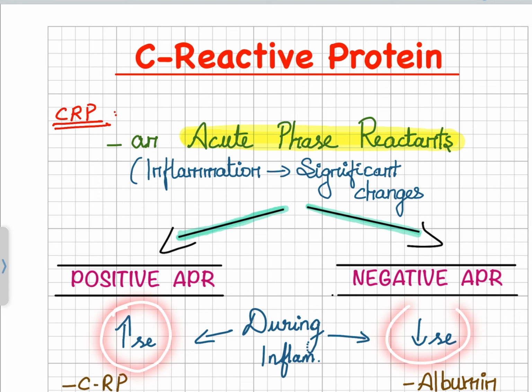Acute phase reactants means whenever there is inflammation taking place in our body, significant changes are produced in the level of these acute phase reactants. The level can increase or decrease during an inflammation. If the level of acute phase reactants increases, then that is called positive acute phase reactants. If the level decreases, then those reactants are called negative acute phase reactants, right?